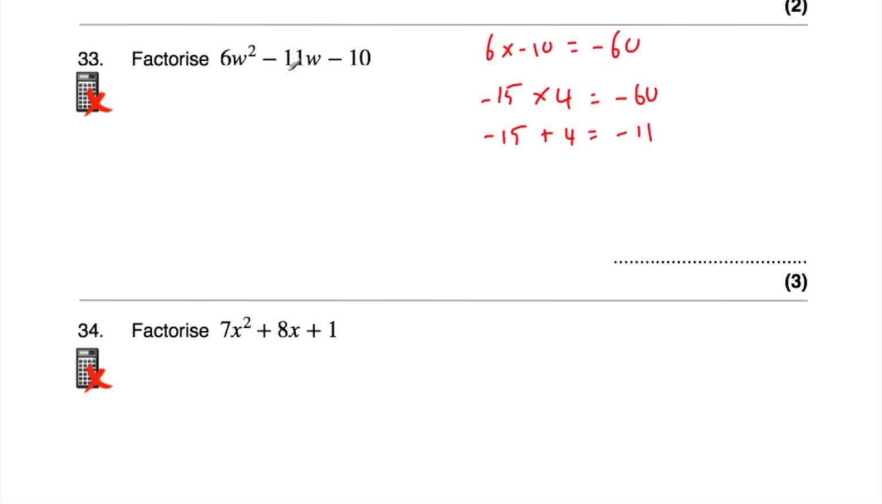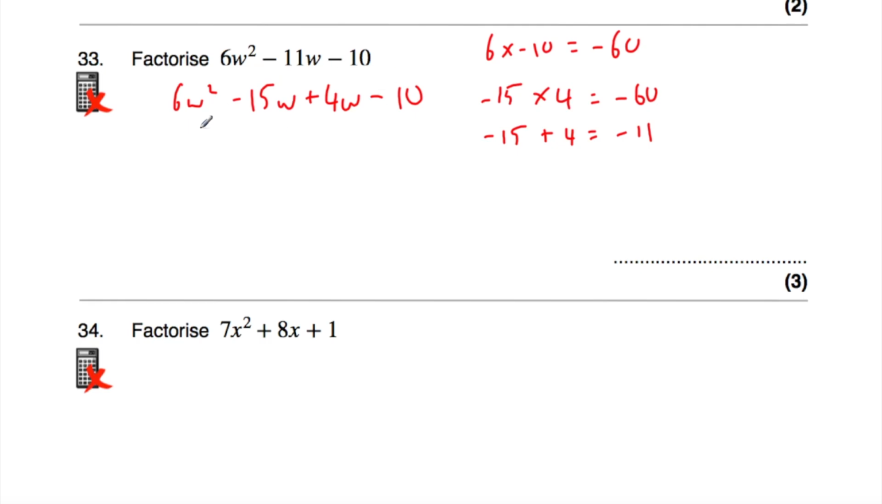Okay, so we now know we're going to split this middle term up into minus 15w and 4w. In terms of the order we want to do it in, I would put the minus 15w first so that we could have the 4w along with the minus 10. So when we factorise that, we're going to be taking out a positive number. Okay, so we're going to do 6w squared and then minus 15w plus 4w. So we've split that middle term up, and then minus 10.